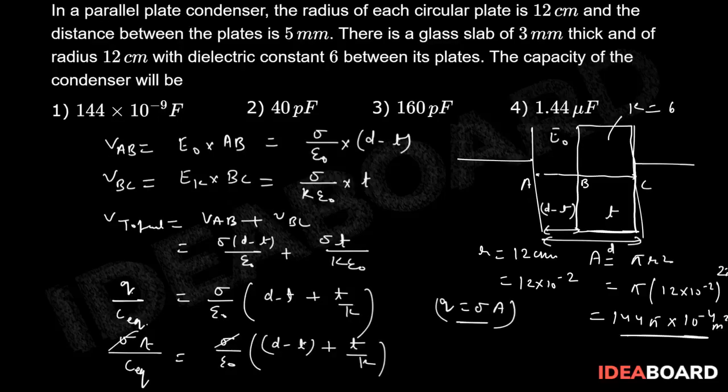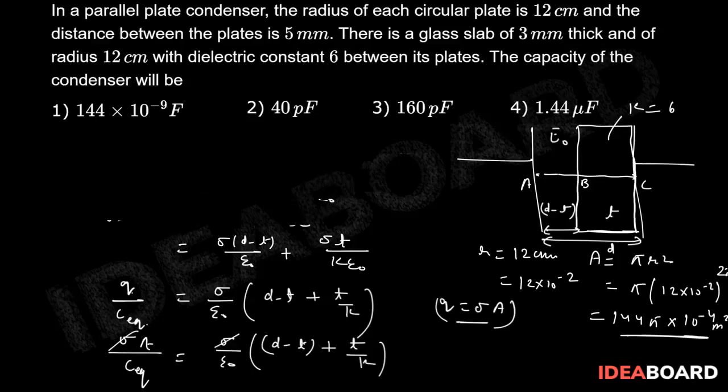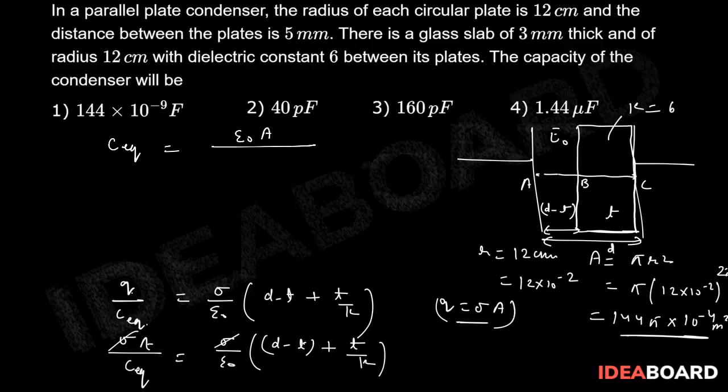We can find out the value of net capacitance, which will be the value of C. So this C equivalent will be, taking reciprocal, epsilon naught A divided by (D minus T plus T upon K). We can rearrange it as epsilon naught A upon D minus T times (1 minus 1 upon K). This is the net capacitance.